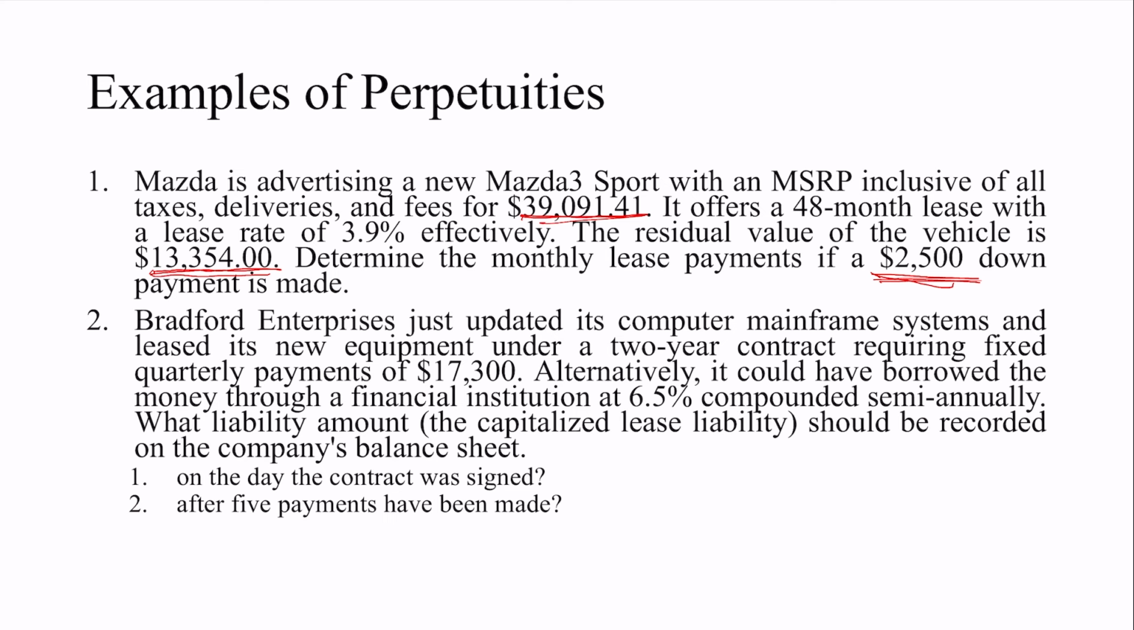The second question: Bradford Enterprises just updated its computer mainframe system and leased its new equipment under a 2-year contract requiring fixed quarterly payments of 17,300. Alternatively, it could have borrowed the money through a financial institution at 6.5% compounded semi-annually. What capitalized lease liability should be recorded on the company's balance sheet on the day the contract was signed, as well as after 5 payments? What is going to be the leased amount? Let's start with part A.